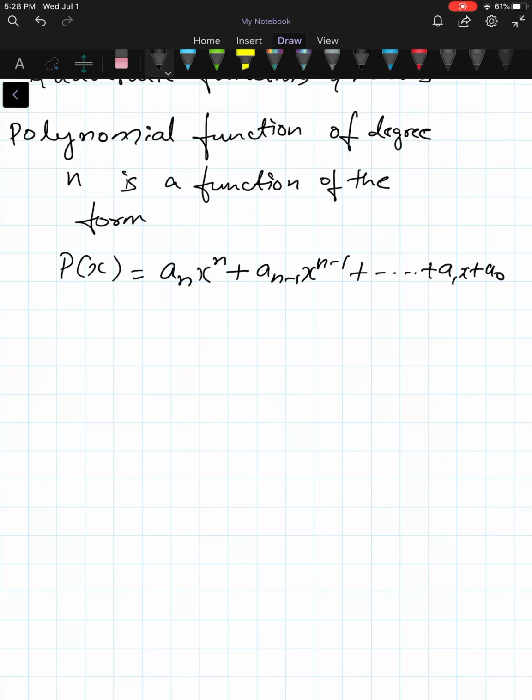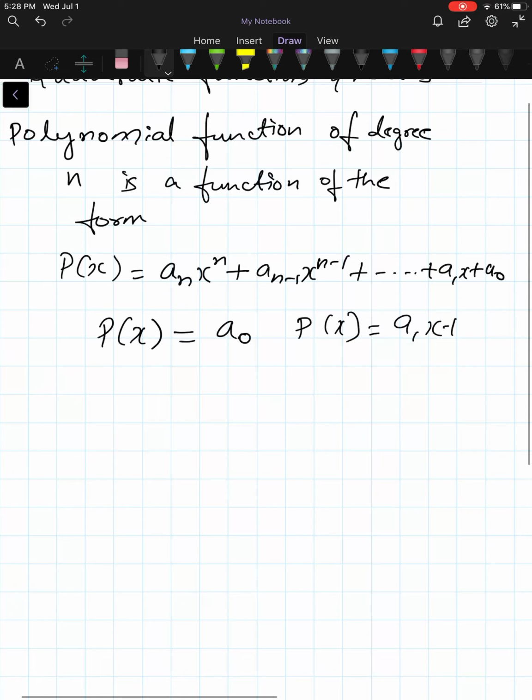So we already have studied polynomial functions of degree 0 and 1. And what is the polynomial function of degree 0? Many had written in your homework 1 that a constant is of degree 1. So you are absolutely wrong. A constant is always of degree 0 because x will have the power 0. So p of x is a0, and p of x is equal to a1x plus a0. So this is of degree 1 and this is of degree 0.